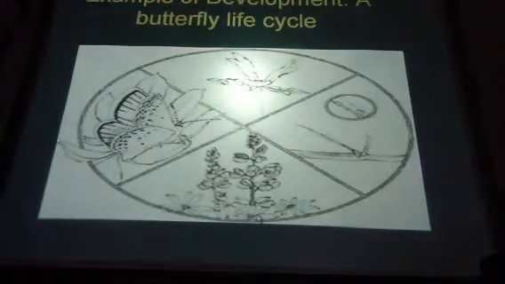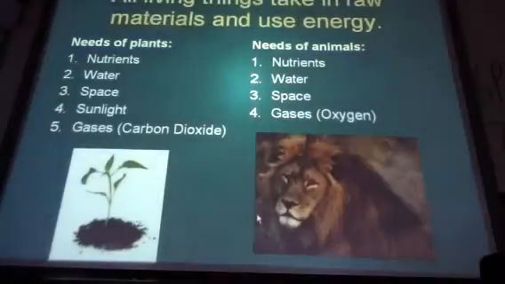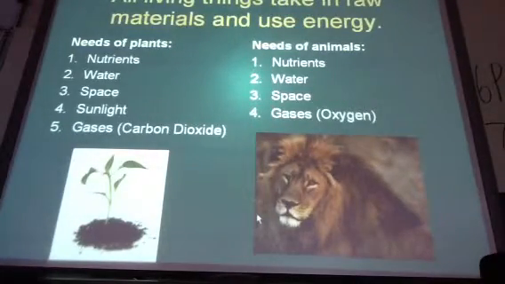Another example of development is a life cycle, like that of a butterfly, where they're an egg, then a caterpillar, then a pupa, and then the butterfly. All living things take in raw materials and use energy. So let's look at plants and animals. Plants need nutrients, water, space to grow, sunlight, and gases, and they take in carbon dioxide. Animals need nutrients, water, space, and gases, and in this case, oxygen.